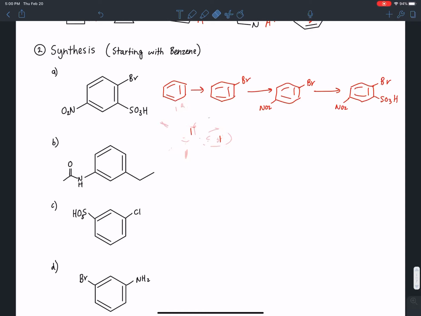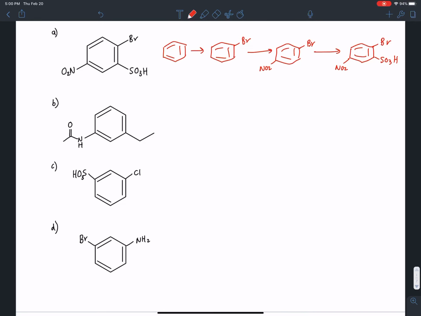You really want to find that pattern quick, and you're going to get that by just doing a bunch of questions. Okay, next question. Now both of my things are in meta spots. So the way you get the meta spots is, let's put a deactivator, and then the next thing has to go meta, just like we were testing with NO2 and SO3H.